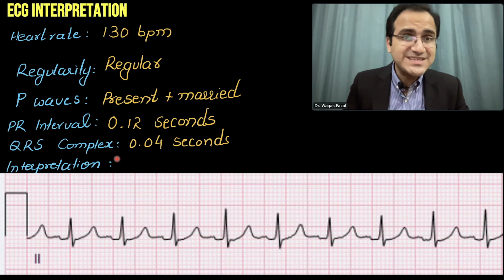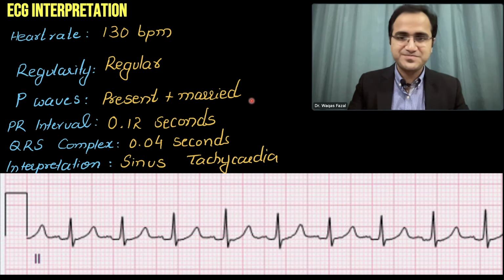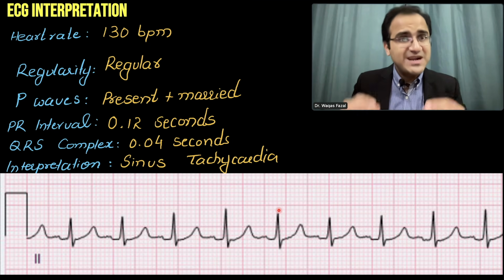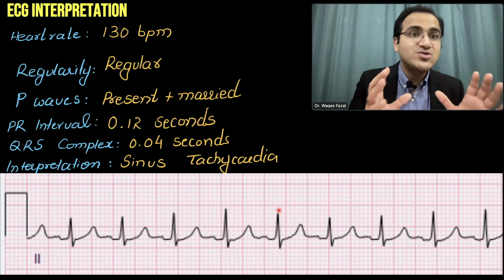And the interpretation is sinus tachycardia. The heart rate is very high. That is sinus tachycardia. Now, these ECGs that I am teaching over here might have many abnormalities in them, but right now we are not focusing on those abnormalities.